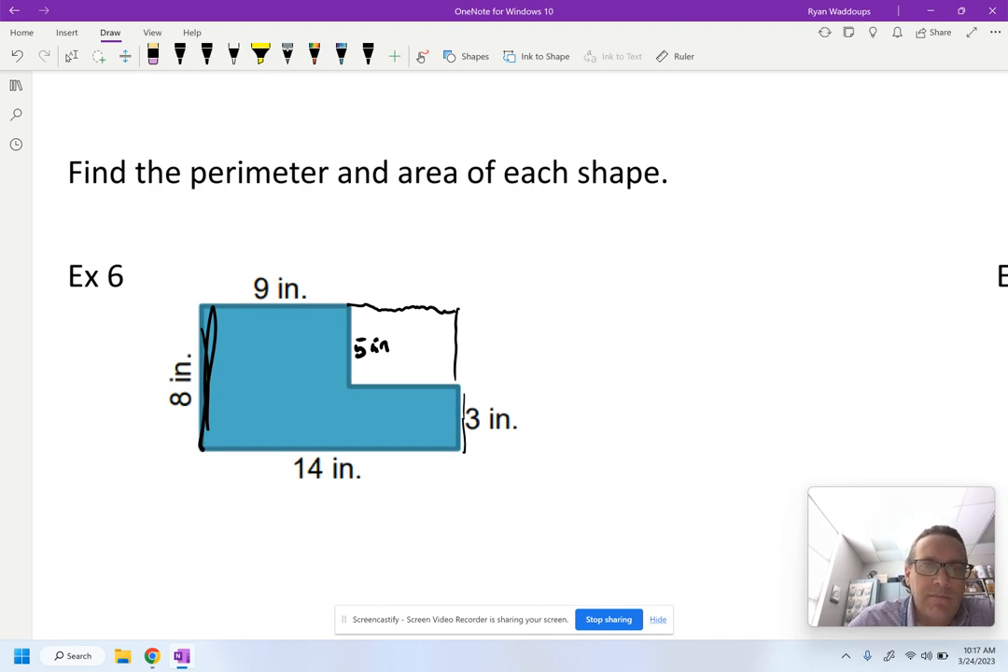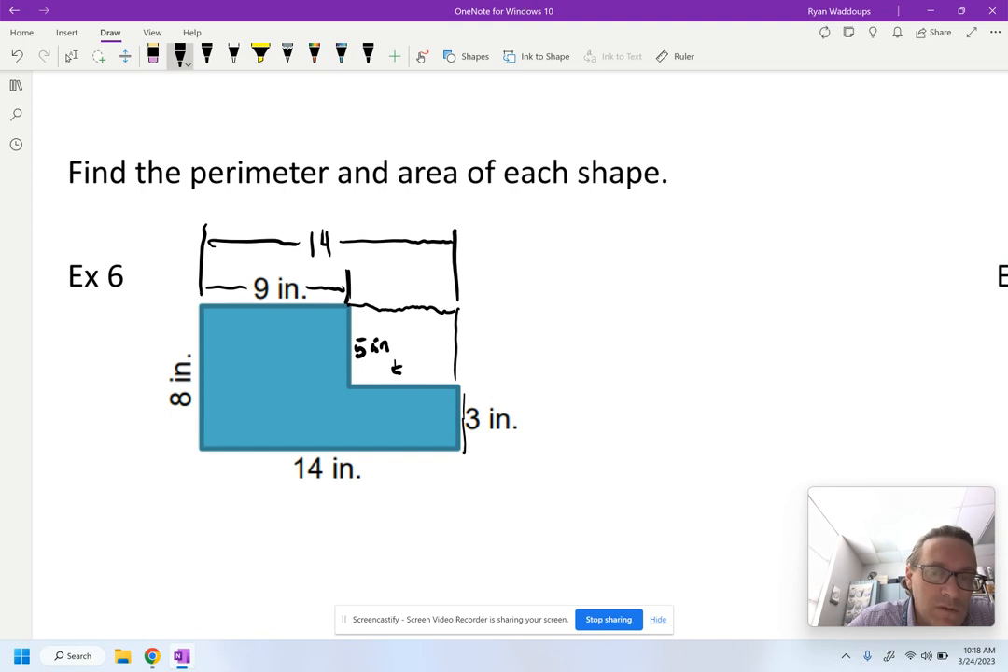And the same thing applies here. If this is 14 down here, then up here this is also 14. And since this part right here is 9, I'd say 9 plus 5 is 14. So this is also 5 inches. And then I can add up all of the lengths of the sides.